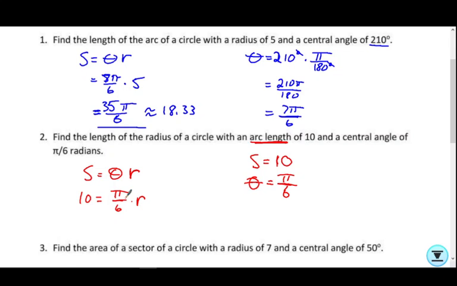So that means we've got to get r by itself. So I'm going to multiply both sides by the reciprocal of pi over 6, so 6 over pi times 6 over pi. That means I'm left with 60 over pi equals my radius, which, if we plugged it into a calculator, would be approximately 19.0985. But we'll leave it as just r is 60 over pi, because we want exact answers.